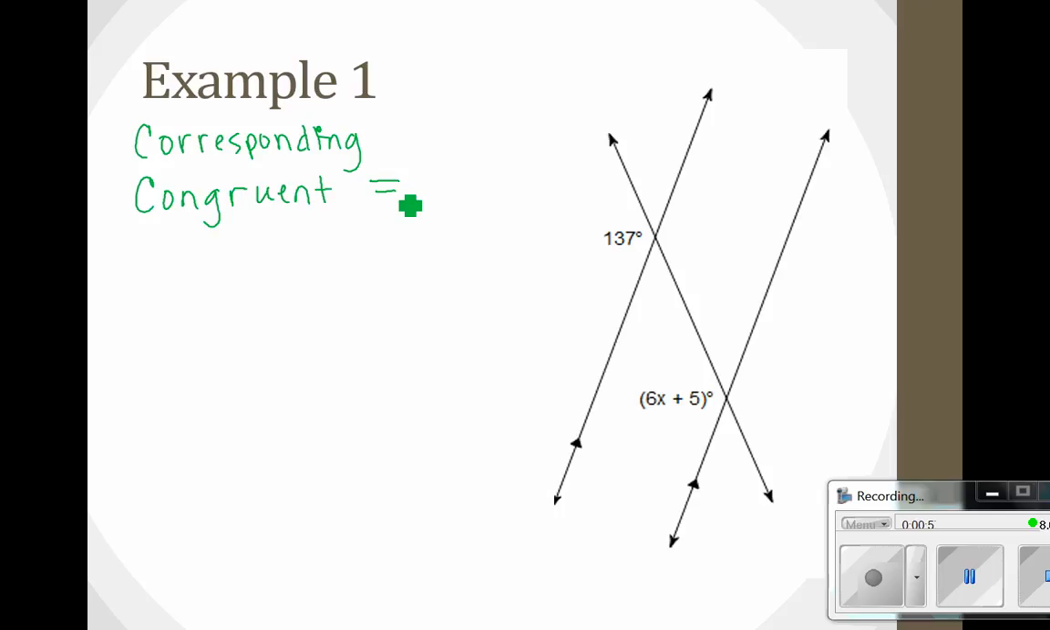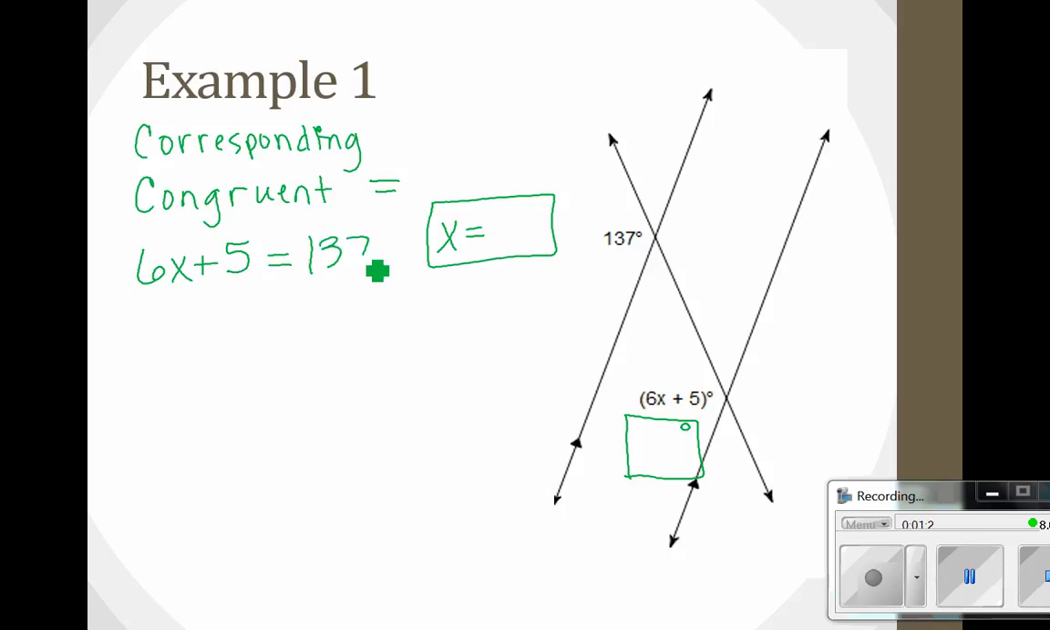So we're going to find x, and we're going to find the missing angle measurement. So I'm going to go ahead and set up a box answer. I know I need x equals, and then I know I need this missing angle. And because they are congruent and equal to each other, I'm going to have 6x plus 5, and it equals 137. Now I have a basic two-step equation. Go ahead and solve it and find x.